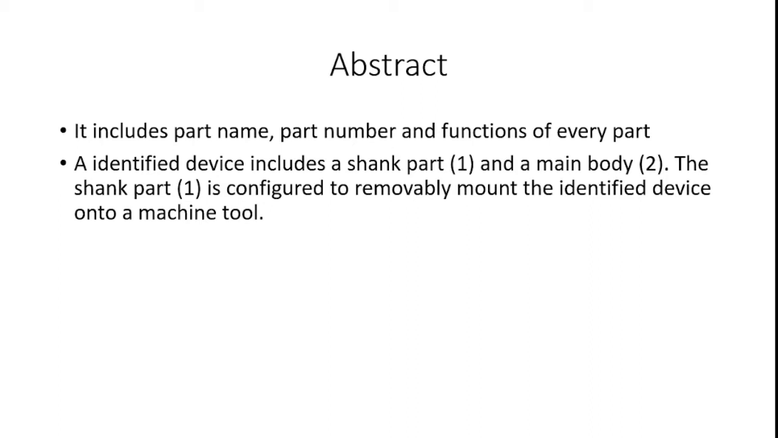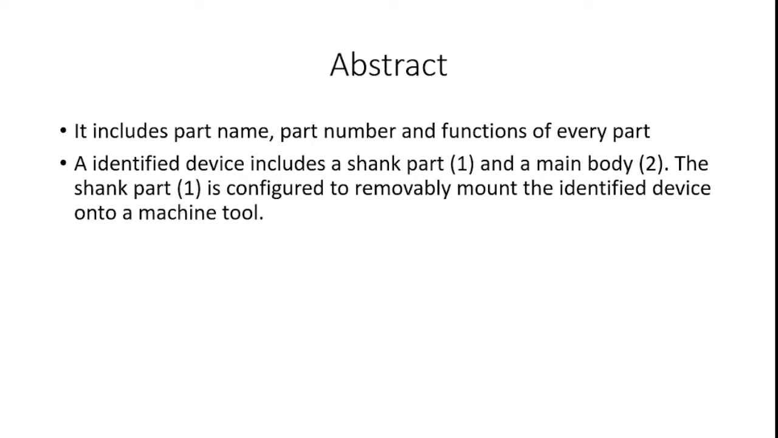Your identified device may be with the shank and the main body, where shank may be the part name and the part number is 1. The main body is another part name and the part number is 2. The shank part 1 is configured to removably mount the identified device onto a machine tool.